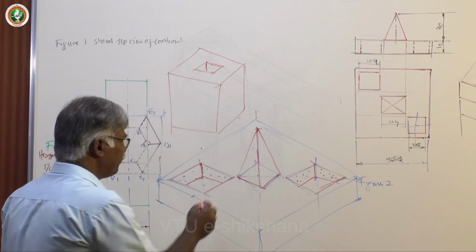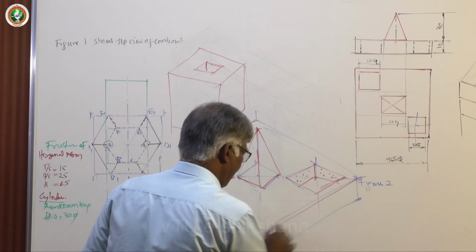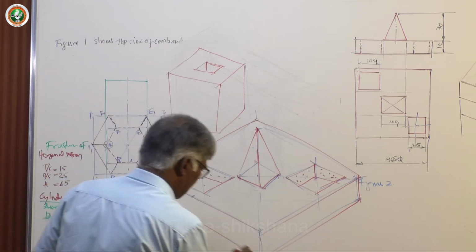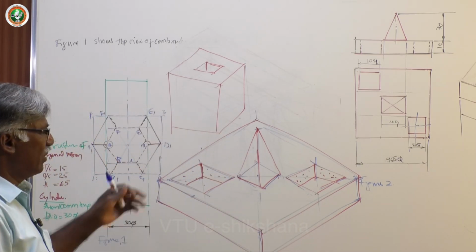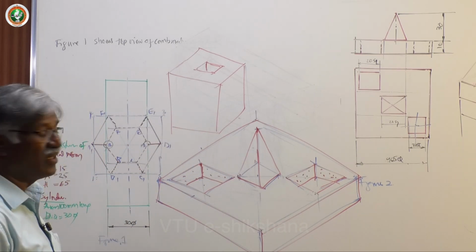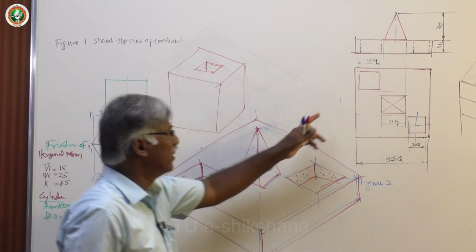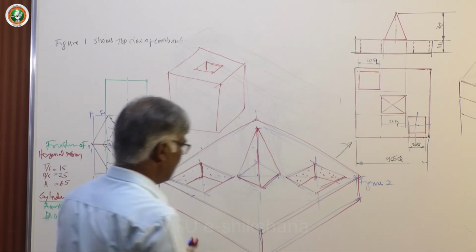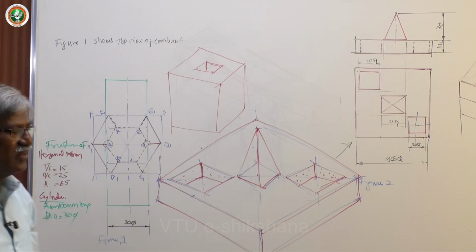Now dot all the visible edges. Dark all visible edges. That's all. So this is about the minimum dimensioning you have to do. This is about the solution. Now you are looking from this direction, so on either side you have these 2 holes and 1 pyramid.